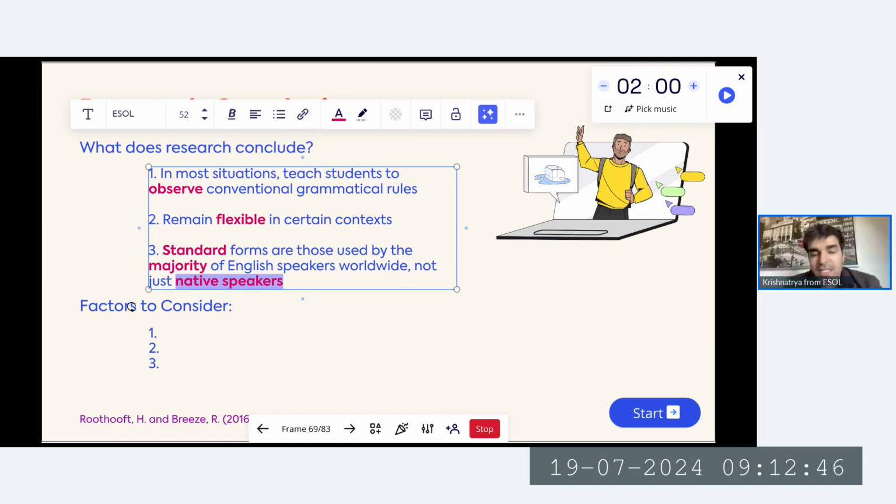It's very simple. We change with time. We update ourselves and we change with time. So now the rules of grammar are not the ones that are spoken by native speakers. It is the ones spoken by majority of the English speakers. As a linguist, as a teacher, you can ask your students to observe conventional grammar rules, but you should also learn to be flexible in certain contexts.